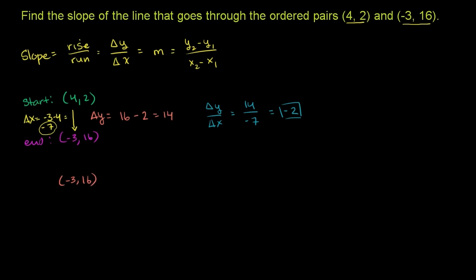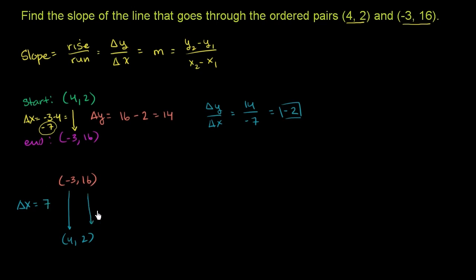And let's say that our endpoint is 4, 2. So in this situation, what is our change in x? If I start at -3 and I go to 4, that means I went up 7. Or if you want to just calculate that, you would do 4 minus -3. But needless to say, we just went up 7.